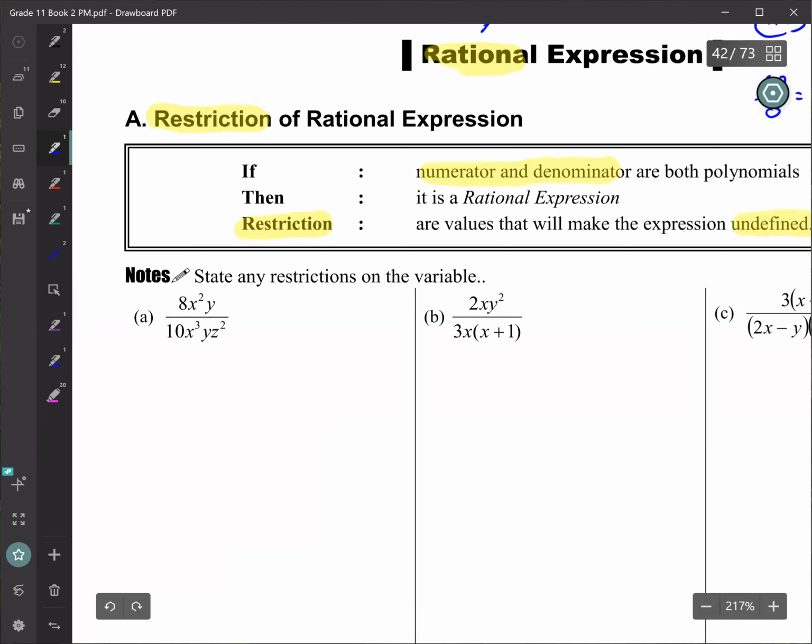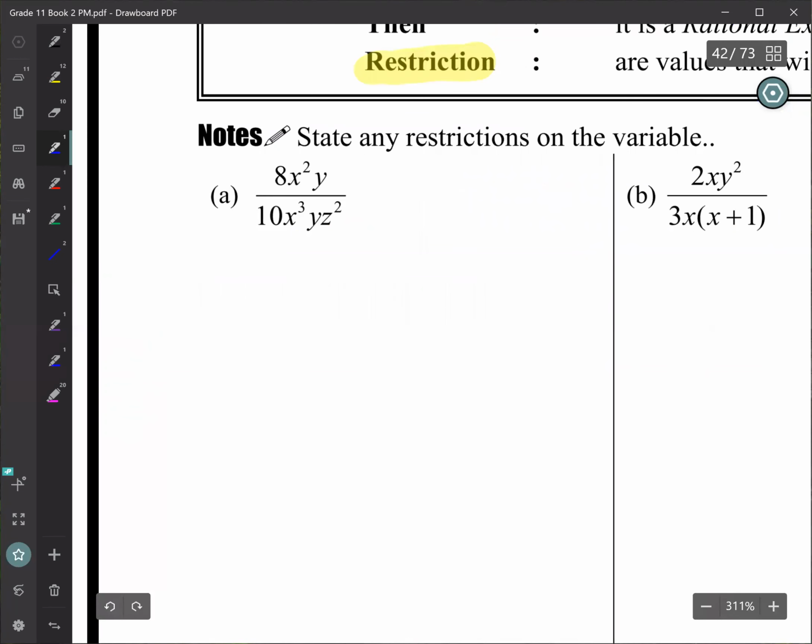So let's look at the expression here. The first expression says to state any restriction on the variable. That means something you don't want to use for the variable. Variable means it can be any value you want to use, but we avoid values that make the denominator 0. So we should focus on the denominator, and look at it part by part, or factor by factor.